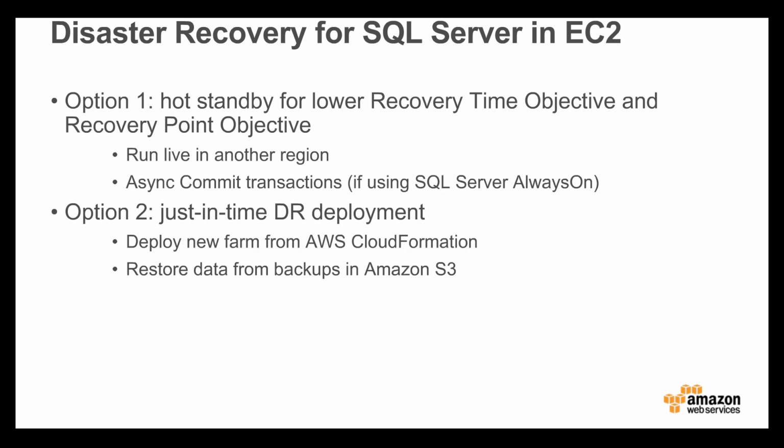Now, an architecture across two availability zones is mostly for high availability. But if you're concerned about the risk of an entire region becoming unavailable, then there's two options you have for DR. The first option reduces your recovery time objective and your recovery point objective, but running a hot standby would obviously cost more money. A lower cost option is what we call just-in-time DR.